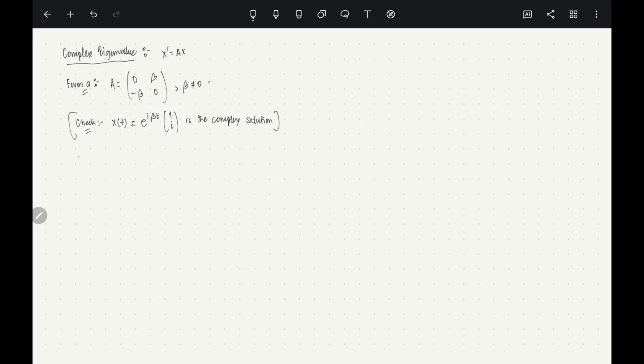Okay, so what is the general solution in this case? x of t is c1 times x1 of t, which is, let me write it, cosine beta t, minus sine beta t, plus c2 times sine beta t, cosine beta t. Okay, that's your x of t.